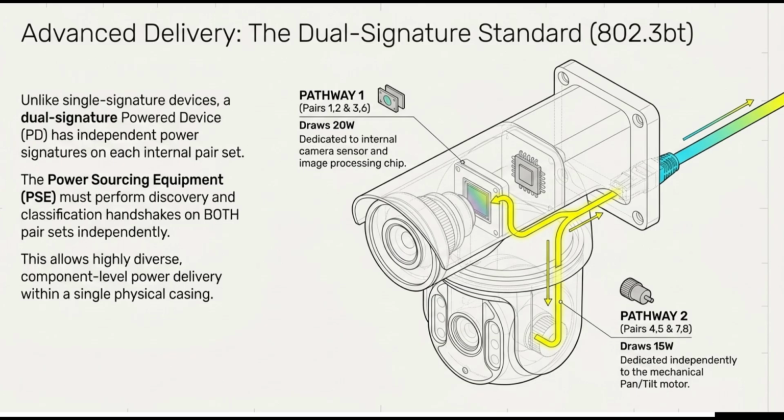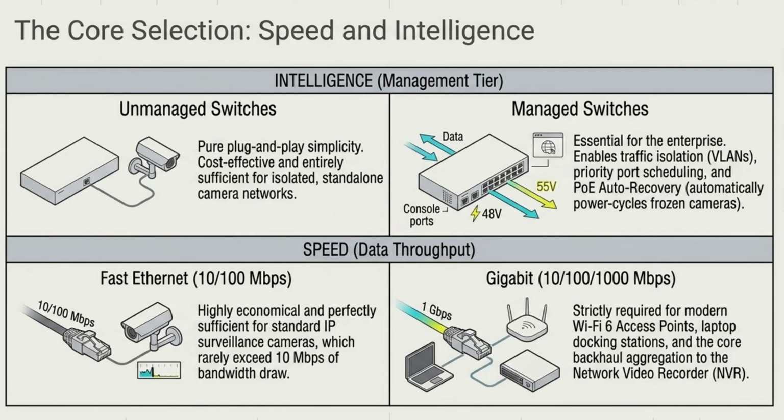The camera needs 15 watts, and the motors need 30 watts on a different set of pins. Exactly. And if the author doesn't explain this, the reader is going to be incredibly frustrated when they deploy the hardware. Definitely. As a diagnostic symptom, explain that the camera might power up its lens perfectly fine, giving the illusion of success. But the moment the operator tries to pan or tilt, the entire unit browns out and reboots because the switch denies the sudden extra power request.